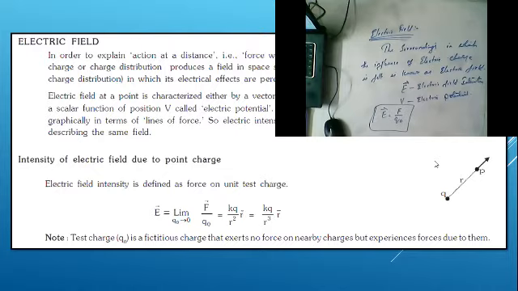Clear? So here this is the Coulombian force, and this is the unit test charge. So force per unit test charge is called what, guys? Electric field intensity. Sir, we have not understood, sir. We are heavily confused, sir.